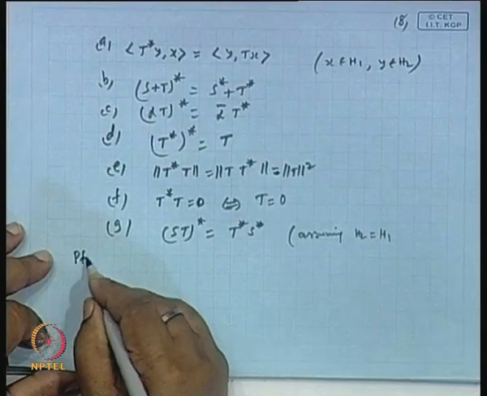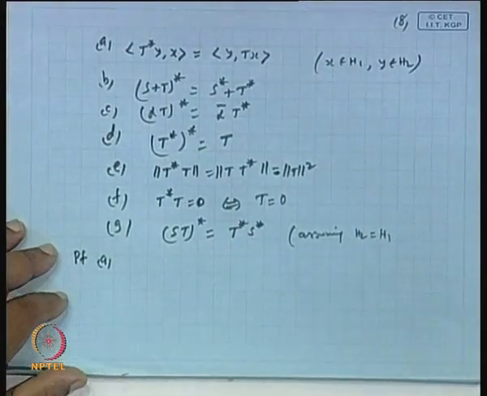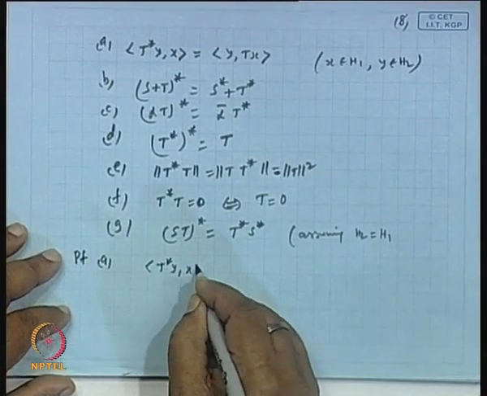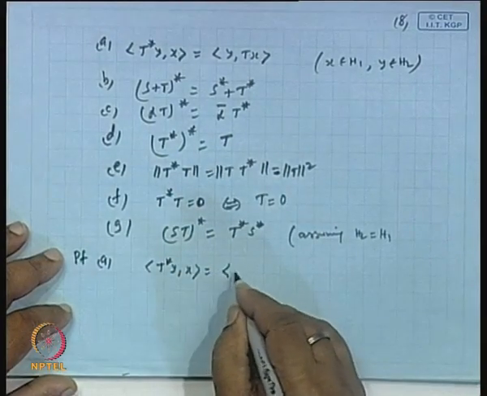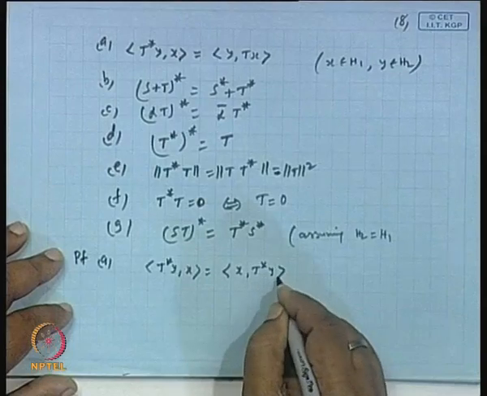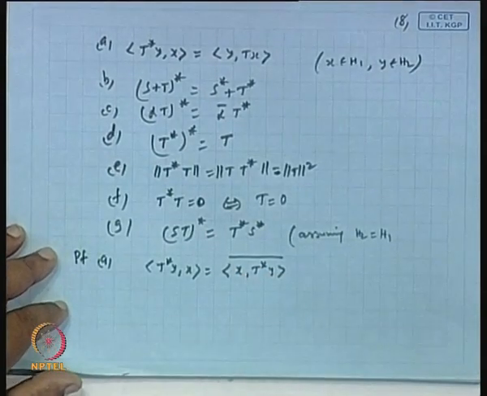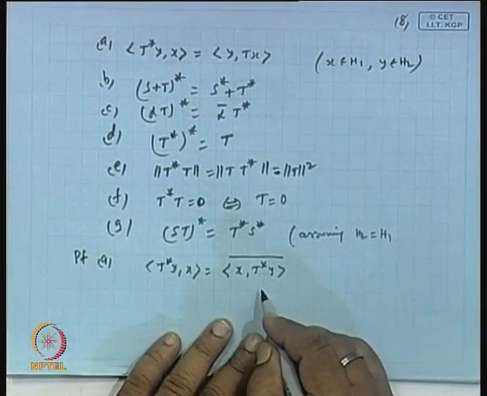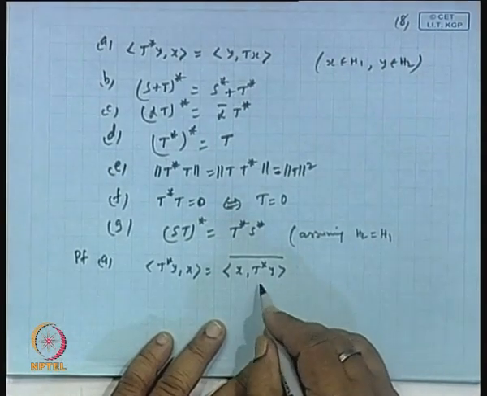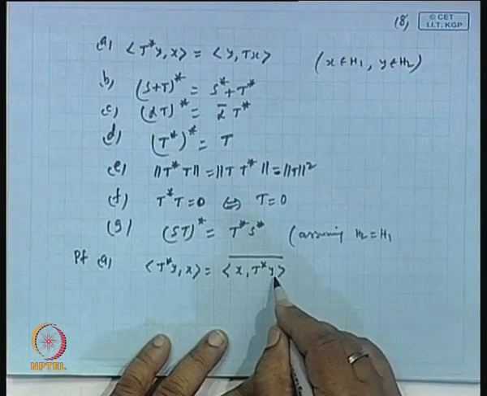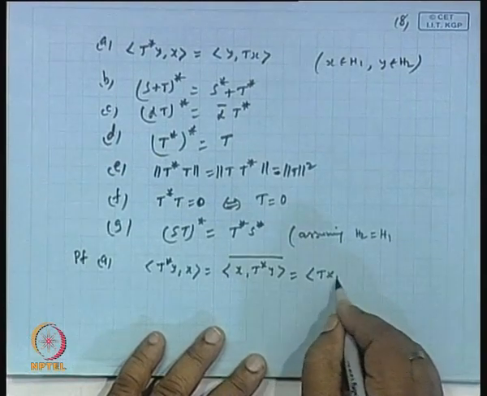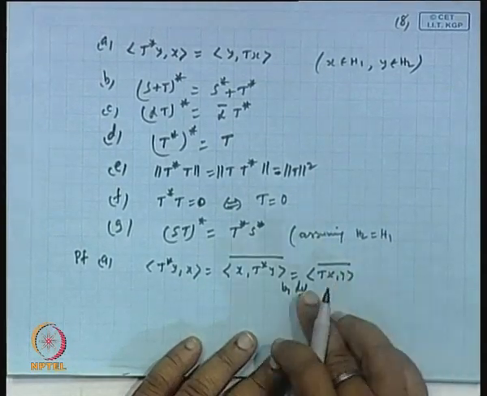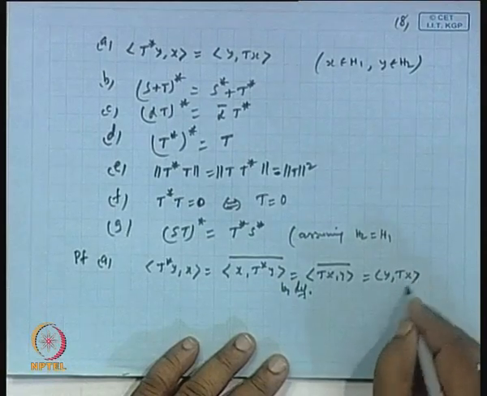So proof of this, let us see the first property. ⟨T*y, x⟩. We want this thing. So we can write this as ⟨x, T*y⟩ conjugate. When we take the conjugate, the order reverses, is it not? Now you apply the definition of Hilbert adjoint operator. As per the Hilbert adjoint operator, ⟨Tx, y⟩ is equal to ⟨x, T*y⟩. So this will give ⟨Tx, y⟩ by definition. Okay? But conjugate again gives you ⟨y, Tx⟩. So this proves that.